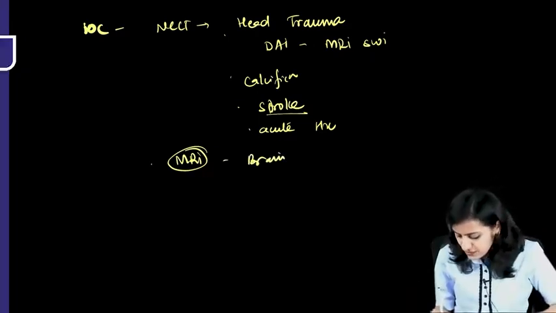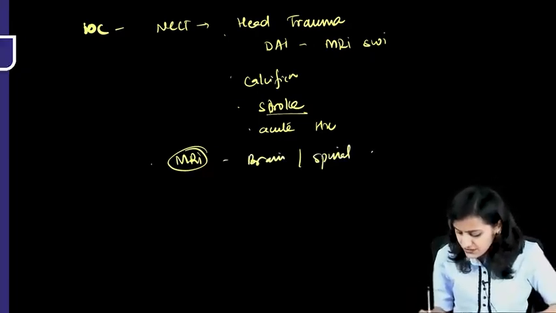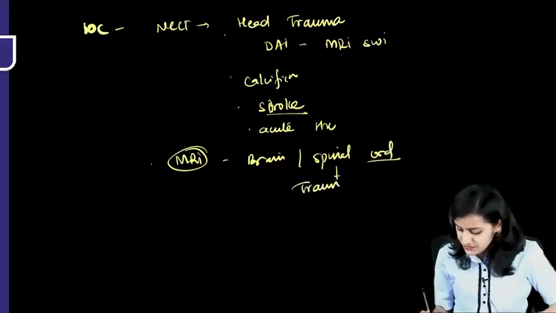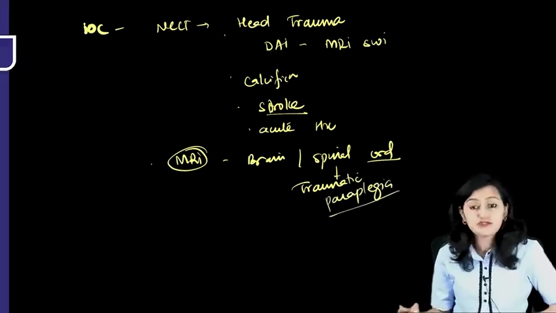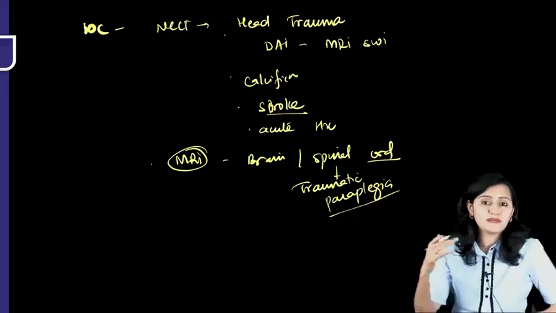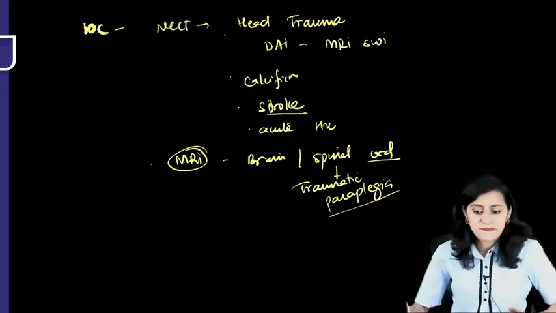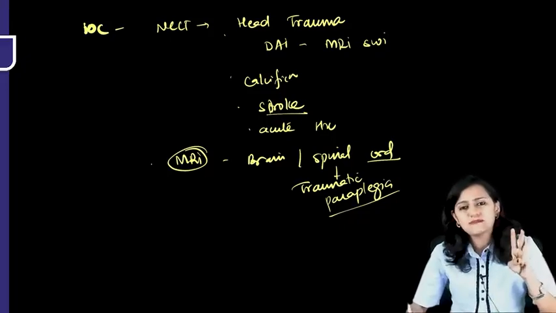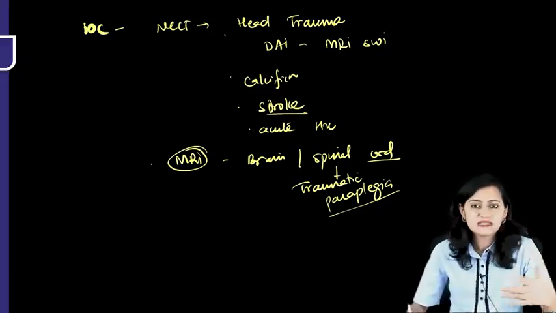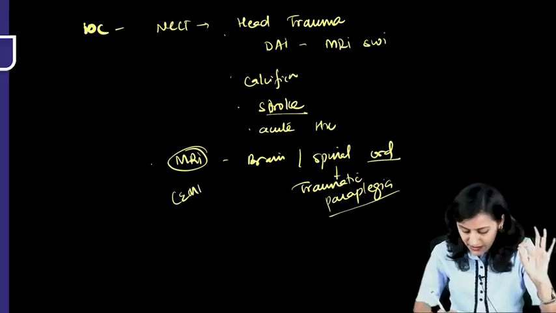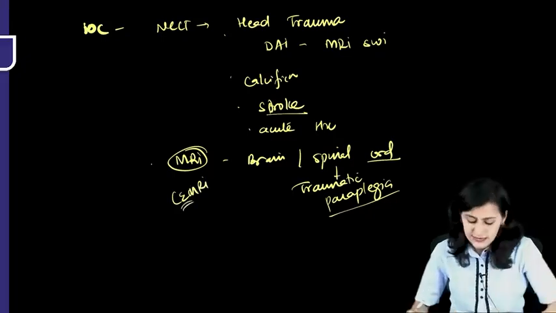So, for brain pathologies and spinal cord pathologies, we prefer MRI, right? For example, if they ask you in traumatic paraplegia what the investigation of choice is: paraplegia, traumatic, means the spinal cord somewhere is involved, so we will do MRI. Any infective or inflammatory space occupying lesion like meningitis, encephalitis, vestibular schwannoma, all these conditions we are going to do contrast enhanced MRI.